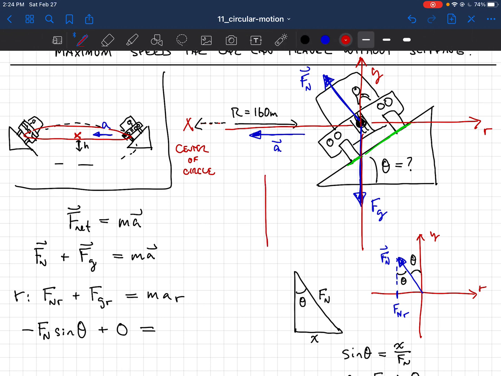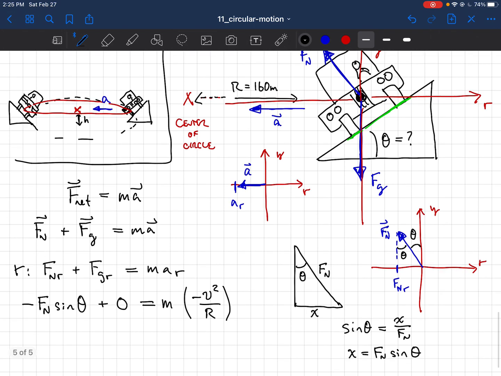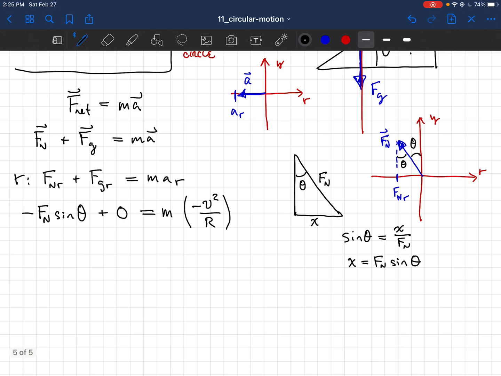So let's just draw it out quickly. Another copy of the coordinate system. We have the A vector pointing in this direction, which means that A sub r is that negative number, and we know exactly what that negative number is. From kinematics, it's minus v squared over capital R. So that was our main point. We've now done the circular motion part of it. So that equation, before we put a box on it, let's make it look a little nicer. So it's Fn sine theta is equal to mv squared over r.